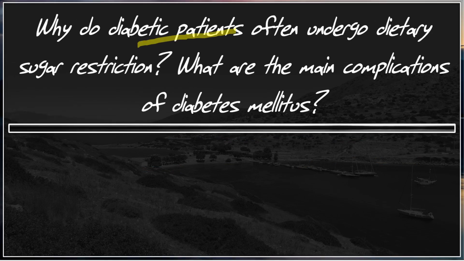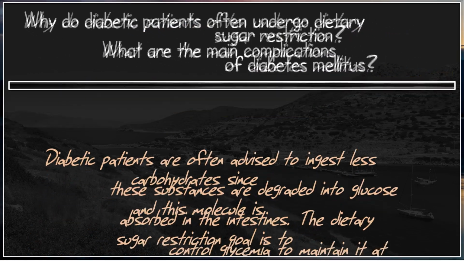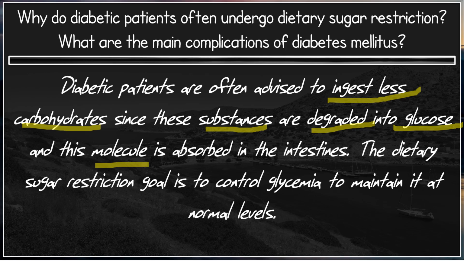Why do diabetic patients often undergo dietary sugar restriction? What are the main complications of diabetes mellitus? Diabetes patients often are advised to ingest less carbohydrates, since these substances are degraded into glucose, and this molecule is absorbed in the intestines. The dietary sugar restriction goal is to control glycemia, to maintain it at a normal level.